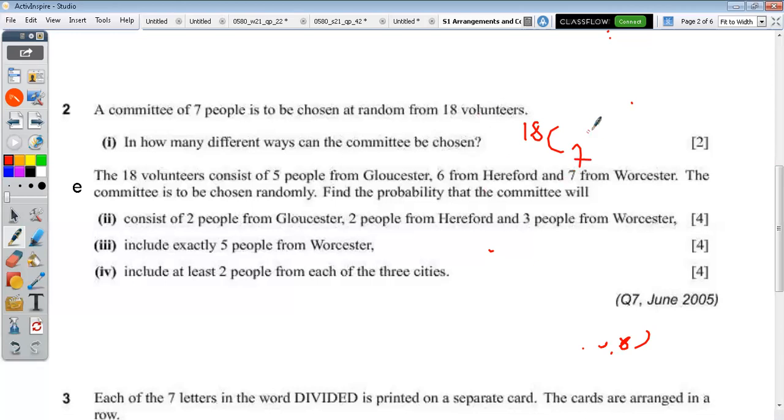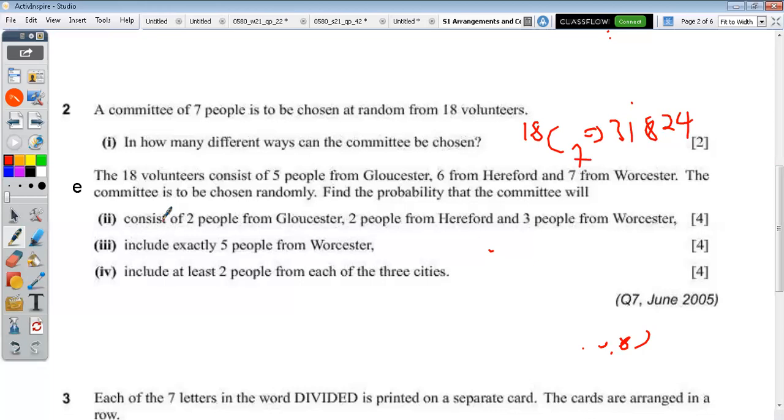Cleo, you said what's our answer? 31,824. Okay. Now let's go to the next one. Is that correct, what I wrote? Consists of 2 people from Gloucester, 2 people from here. Okay, so it's 18 volunteers consist of 5 people. Okay, so it's 5 people from Gloucester, and then there's 6 people.